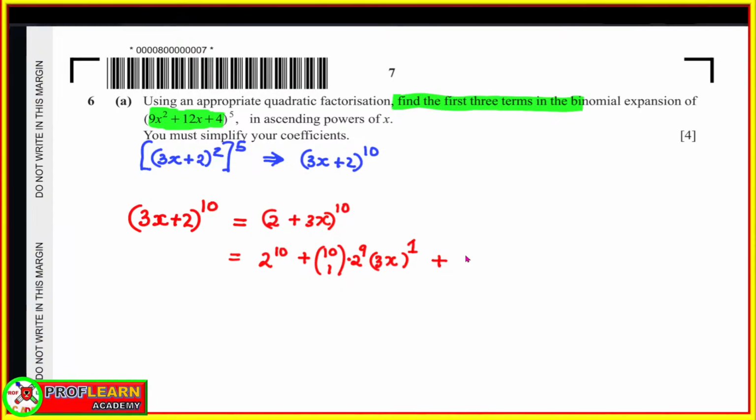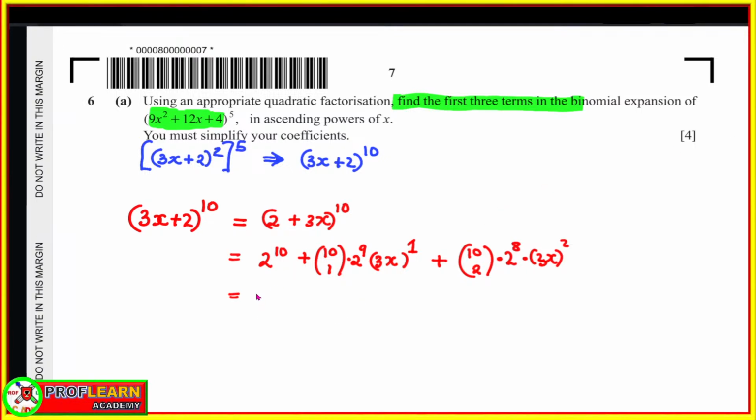The third term is going to be 10 combination 2, which is going to be times 2 raised to power 8 multiplied by 3x raised to power 2. So that we can now simplify this. You can use your calculator so that we can get the terms.